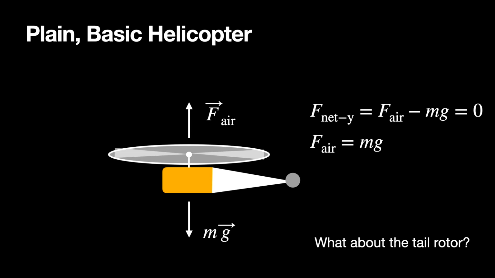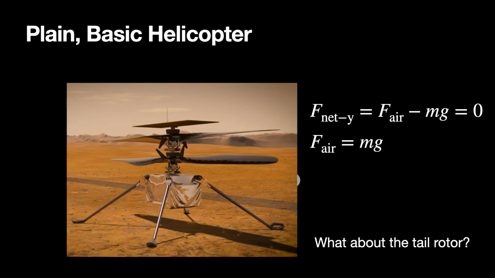Just a quick comment about the tail rotor. Normal helicopters have a tail rotor because they have one large main rotor that spins. It exerts a torque on the body of the helicopter, and the tail rotor is pushing perpendicular to counteract that torque. The Mars helicopter has two main rotors that rotate in opposite directions so that the net torque is zero. I just think that's kind of cool, but that's why it doesn't have a tail rotor. It is a helicopter, though.